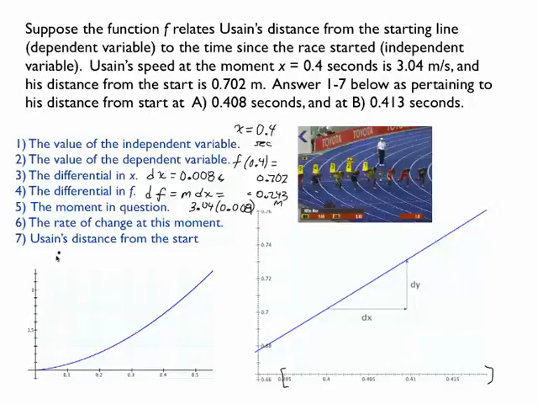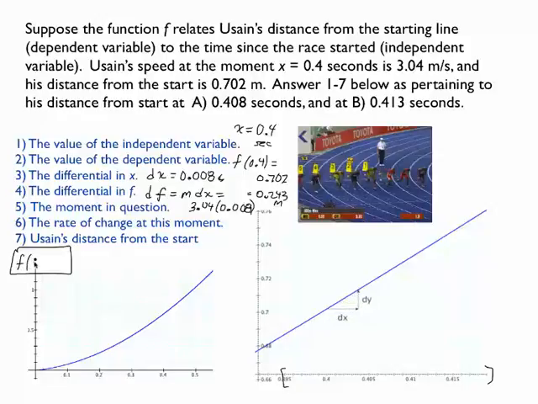No, his distance from the start. How would we write that symbolically? What symbols would represent his distance from the start, 0.408 seconds after the start of the race? We better know this. Do you know? Could it be like f of 0.408 minus f of 0?